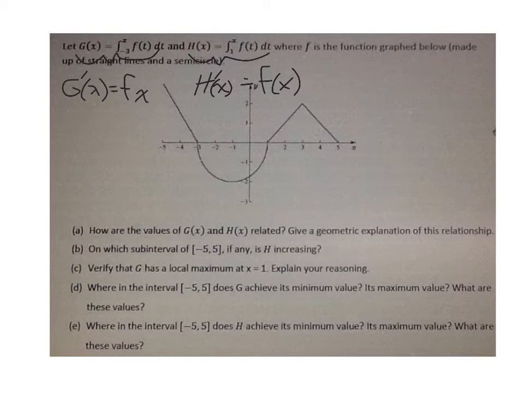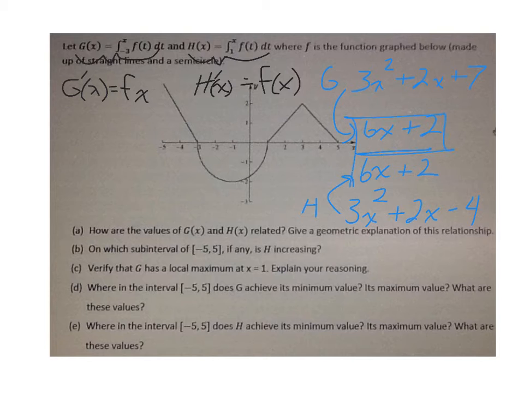So that's really A. And just to verify, if I had something like 3x squared plus 2x plus 7, its derivative is going to be 6x plus 2. Well, if I had 3x squared plus 2x minus 4, its derivative is still going to be 6x plus 2. So this is the idea that one is g, one is h, and they have the same derivatives. So that's really what has gone on here.